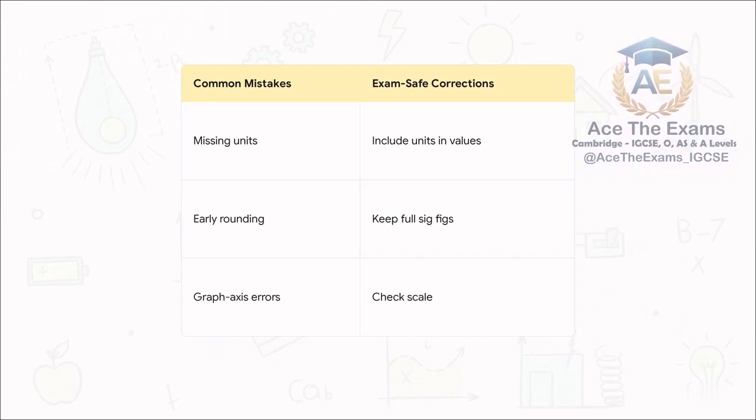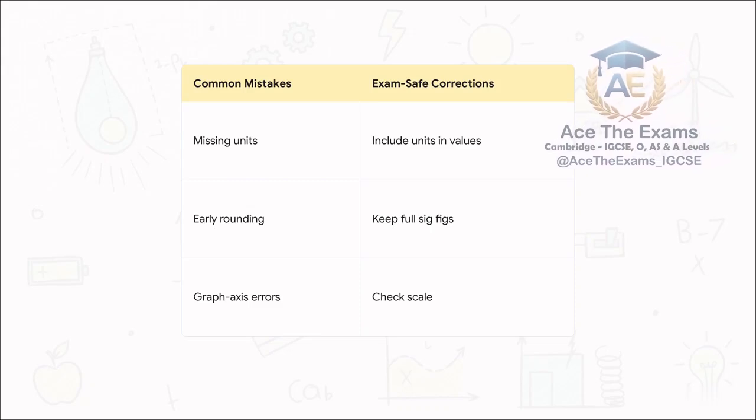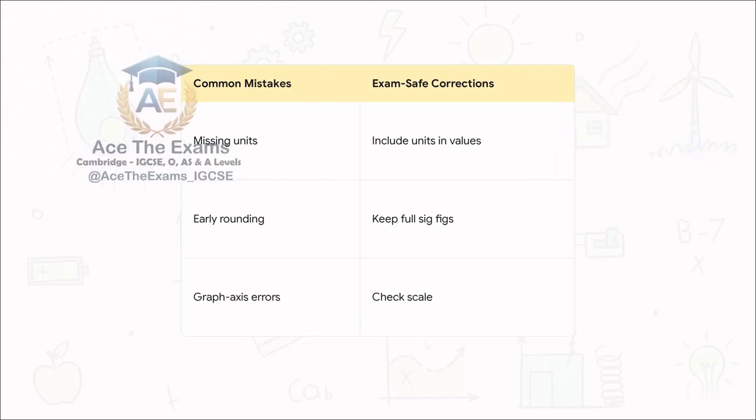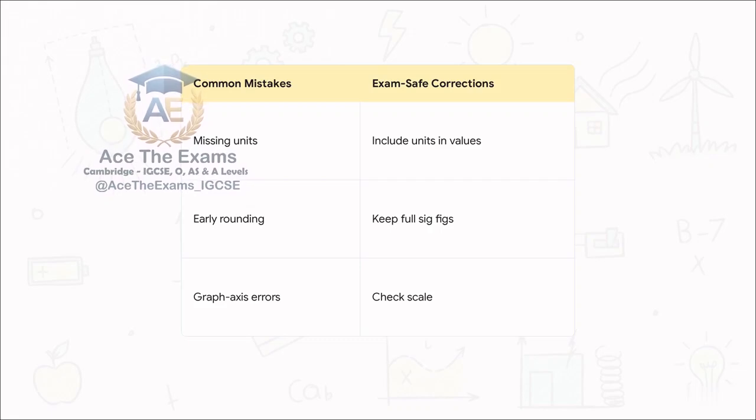You absolutely must include units in your substituted values, not just at the very end. You've got to keep the full significant figures in your calculator until the final step. These kinds of weak practical habits and incorrect variables are exactly what separates an A star from a B.